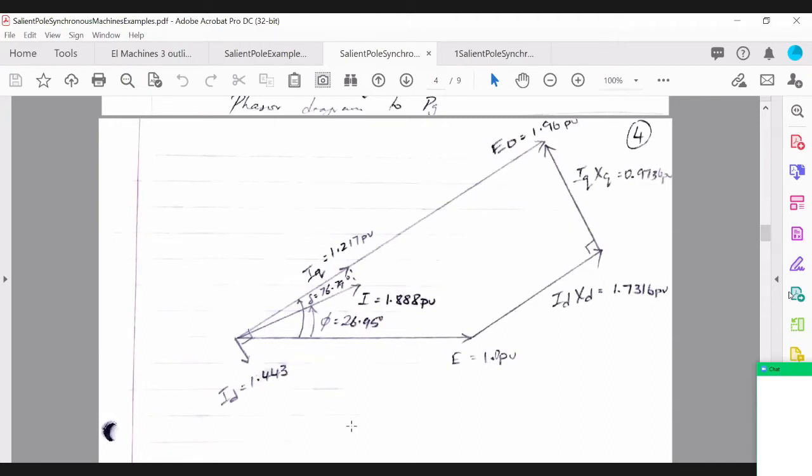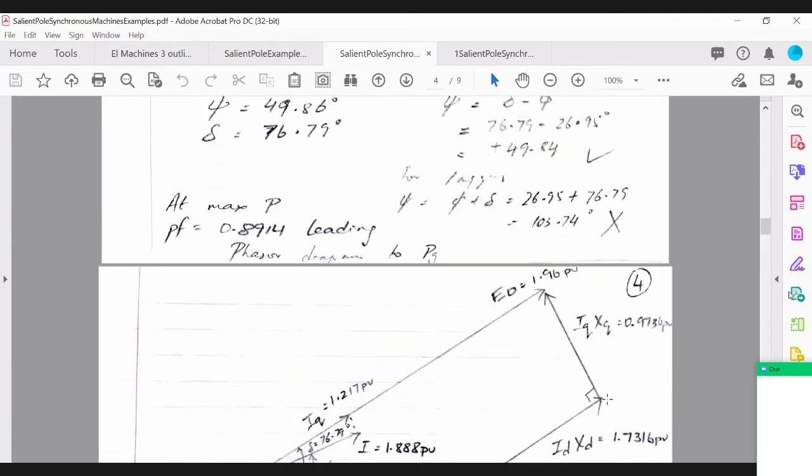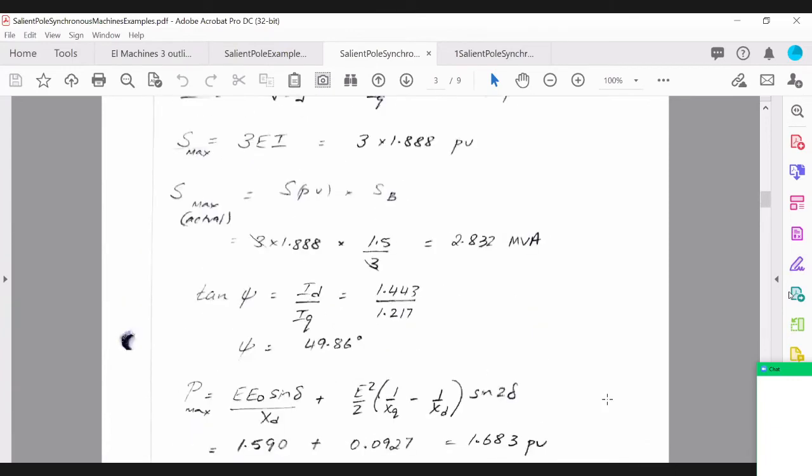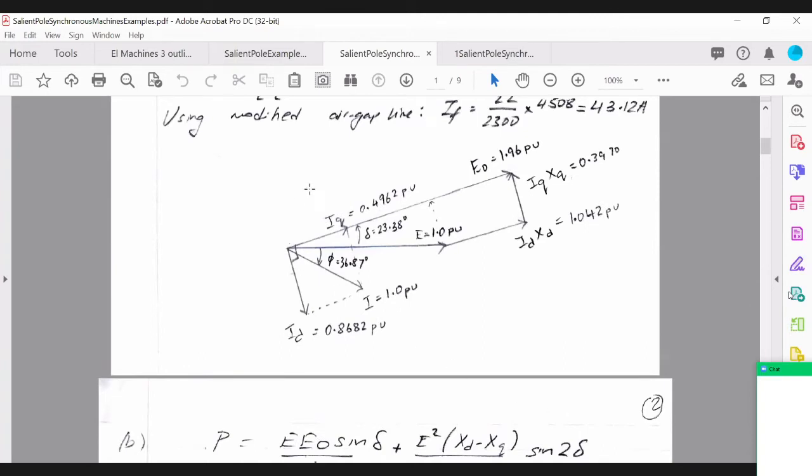Okay. So here I've solved for the new values for ID and IQ, inserted all the angles, and worked out the drop across XD and XQ, right? And then drawn the full phasor diagram. Okay. So just to recap, when we looked at the initial phasor diagram in part A, the machine was operating in lagging power factor mode, and we drew the phasor diagram.